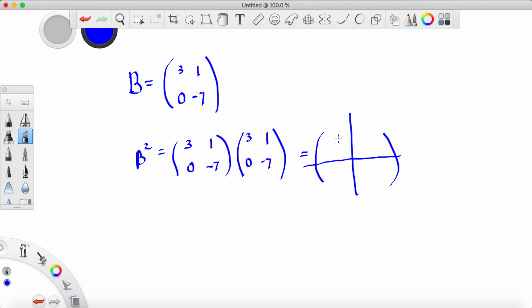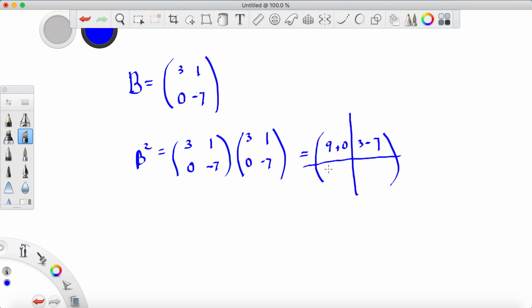And this first position is going to be position 1,1. So I'm going to look at the first row in the first matrix and the first column in the second matrix. I'm going to multiply 3 and 3 to get 9, and I'm going to add that to 1 times 0, which is 0. So you should just get 9. For the second entry, I'm going to take 3 times 1, which is 3, and I'm going to subtract 7, because 1 times -7. Again, first row, second column in this position corresponds to the first row here and the second column here.